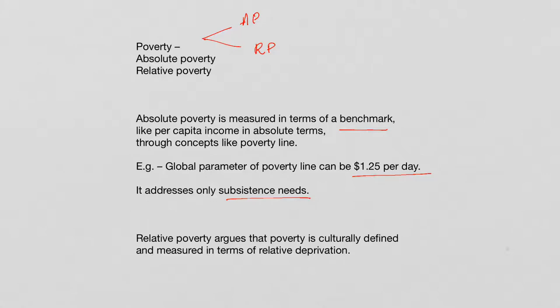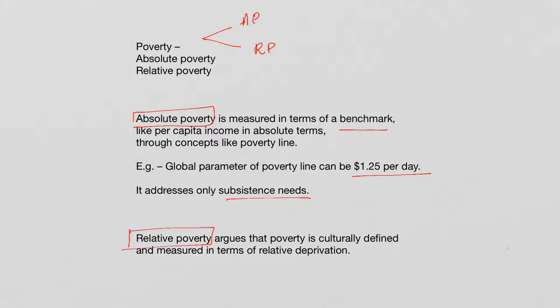If you have these parameters, then you are out of poverty, or if you don't have this benchmark, you are within the poverty criteria. This is about absolute poverty, where we take a benchmark and the concepts of above and below it are taken care of. That is about absolute poverty. Then we'll see about relative poverty.